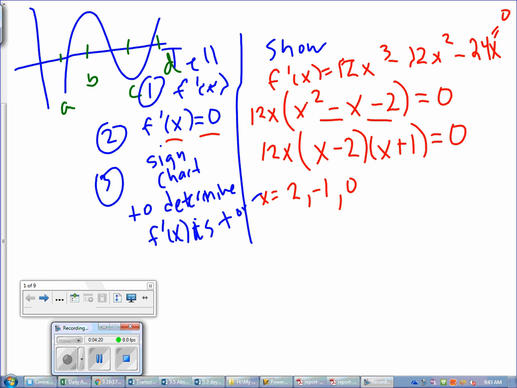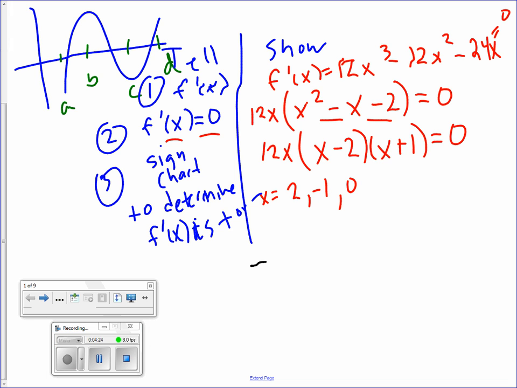Okay, so now we're going to make our sign chart. Here's what you want to do for your sign chart. You're just going to make a number line. And you need to put the 3 numbers where the derivative hits 0 on the number line. So -1 is the one on the left, and then 0, and then 2. Don't worry about the spacing. They just need to be in order.